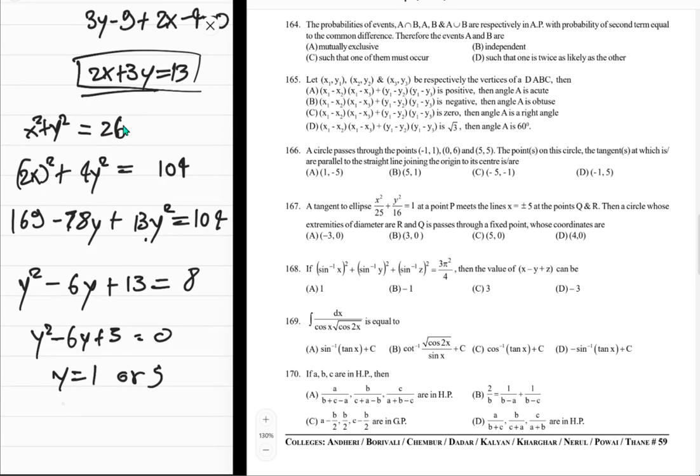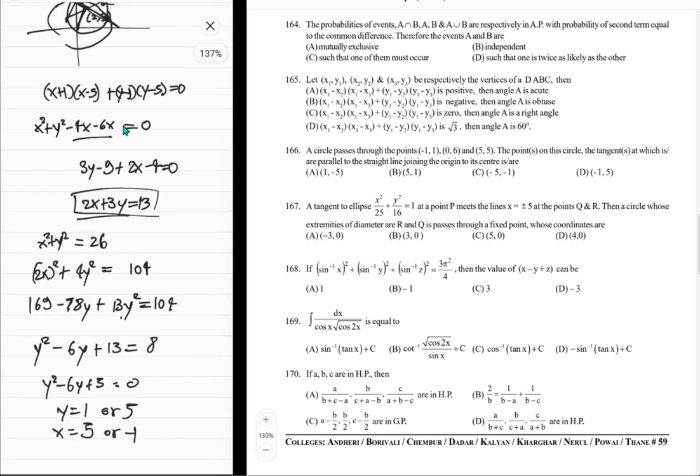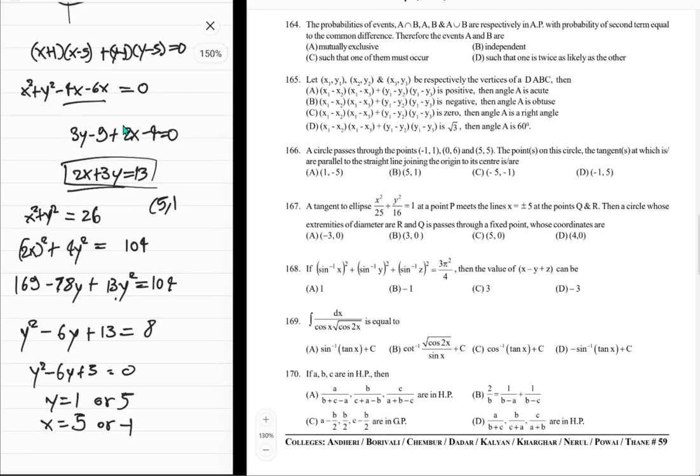Cool. And that means x is, so if y is 1 then x is 5. If y is 5 then x is negative 1. So we got the points. In fact it's just 5 comma 1 and negative 1 comma 5. Okay, so D and B and D, there we go.